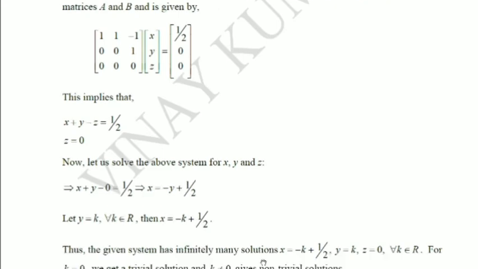Already we have obtained z, so we have to get the values of x and y. Now let us substitute z equal to 0 in this. So you will get x plus y minus 0 equal to half. Send this y to this side, you will get x equal to minus y plus half. Only this much we can do. Now, only if we know the value of y can we get the value of x. So let us assume y is some real number k. Then x becomes minus k plus half. Now we have the solution x equal to minus k plus half, y equal to k, z equal to 0.